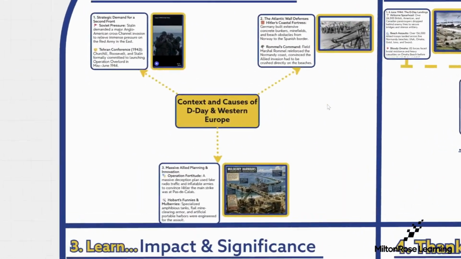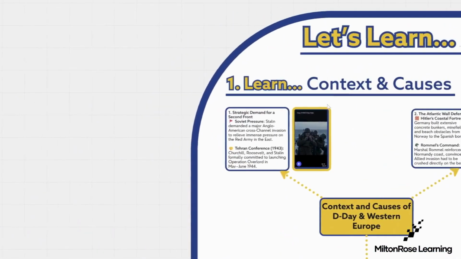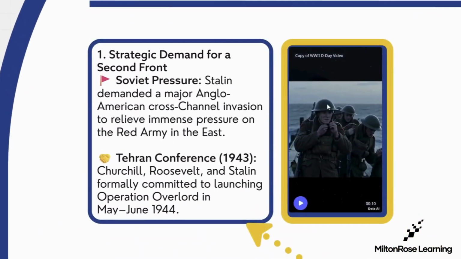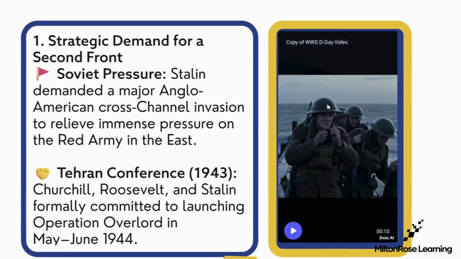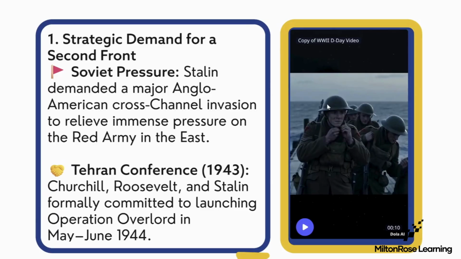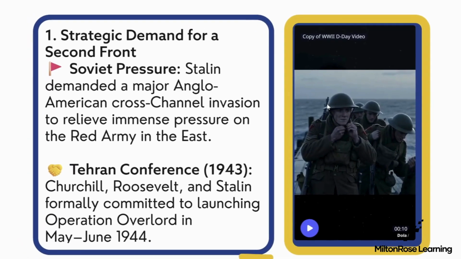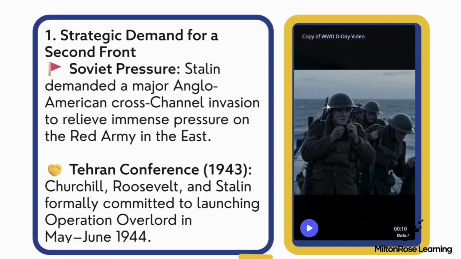So we've got context and causes first. What was happening just before the D-Day invasions and what was driving them in the first place? Well, there's quite a few factors as always. First off, there was a strategic demand for a second front. Alliances, the Grand Alliance especially, were very difficult to keep cohesive, and we had Soviet pressure. Stalin in Russia was demanding a major Anglo-American cross-channel invasion to relieve the immense pressure on the Red Army in the east. The Red Army did most of the fighting and dying in World War II.